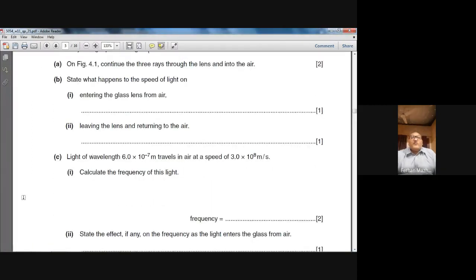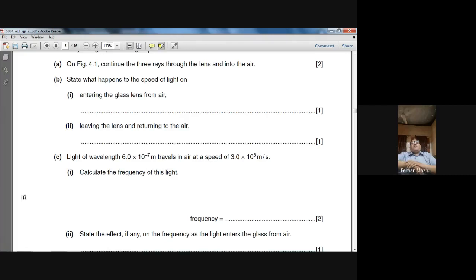State what happens to the speed of light on entering the glass lens from the air. Remember, this is the behavior of the light. Light travels faster in air. Thus, when light enters the glass, its speed will slow. When the light travels in the air, its speed is more. When it travels in the glass, its speed will be comparatively less.